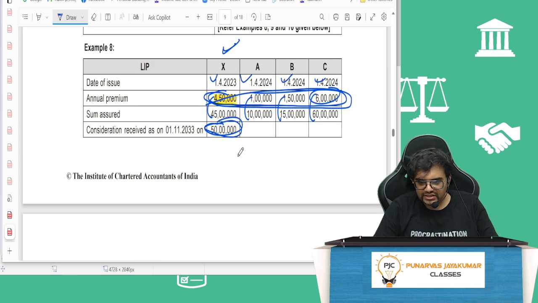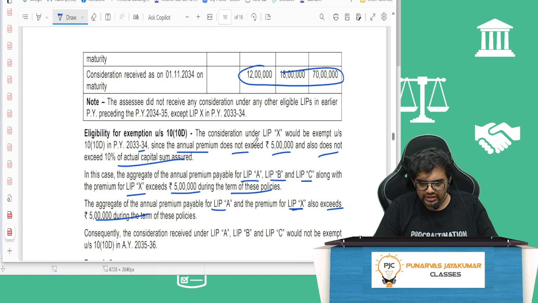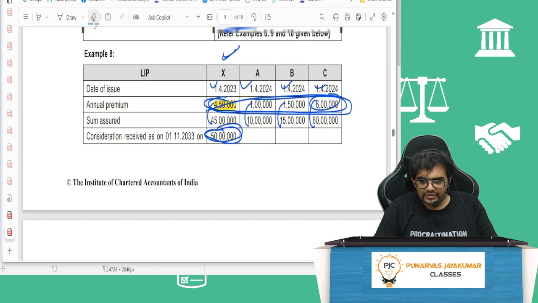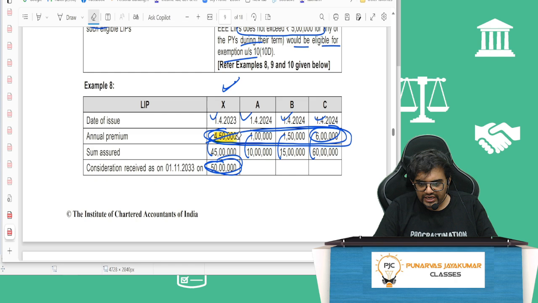X and C, A doesn't exceed. A is just 1 lakh. This is wrong, guys. Annual premium for LIP A and premium for, okay, aggregate they are saying. Yeah, you're right. Aggregate of A and X also will be more than 5 lakh. You're right. This is correct. Aggregate premium, you see, A and X aggregate 5 lakh 50,000 exceeds 5 lakh. No doubt about it.